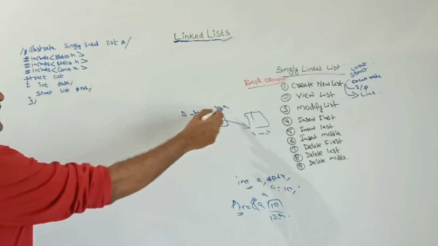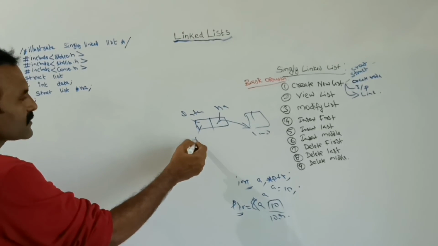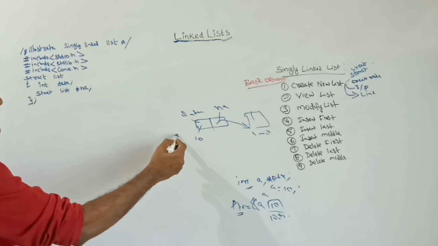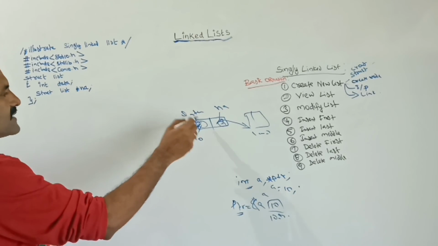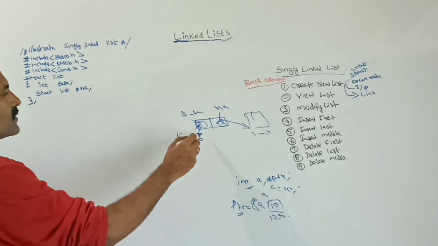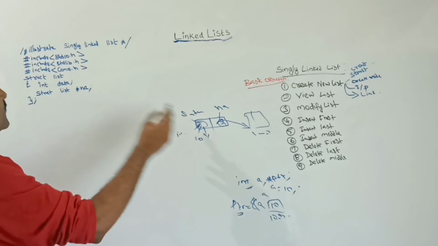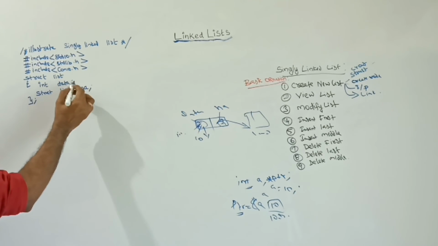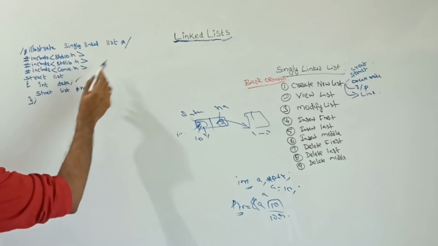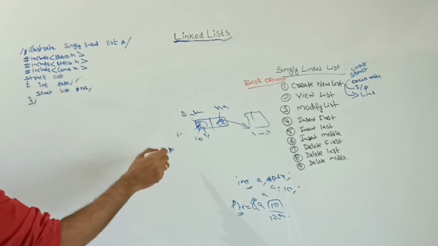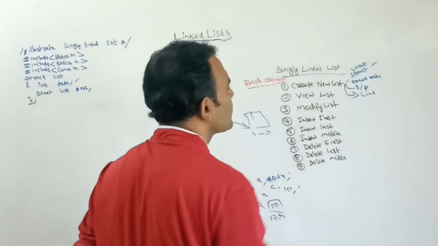In this way, the first part is data and the second part is address. For understanding, I used a single data, so we can store the integer kind of data in the data part. Next is the link part. If you want to store more than one data, in the structure after the integer data type, you can give float, character or string, whatever data type. For understanding, I have given only the integer data type. First I created the structure.